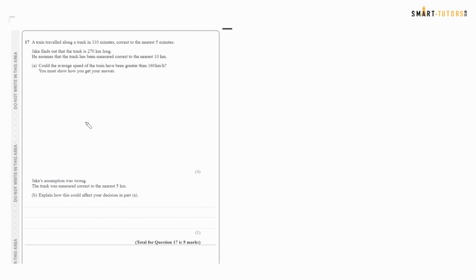It's a 4-mark question. So we need to find the maximum speed of the train and compare with 160. If the maximum speed is less than 160, we can say no, the average speed could not be over 160. So how to find the maximum speed? Basically we need to find the speed upper. It's a bound question, upper bound and lower bound. So speed equals distance over time.